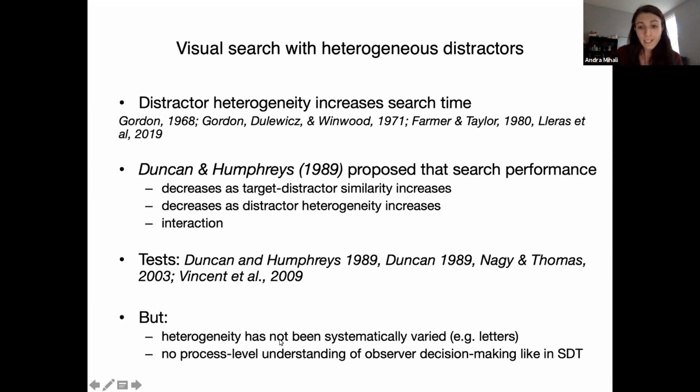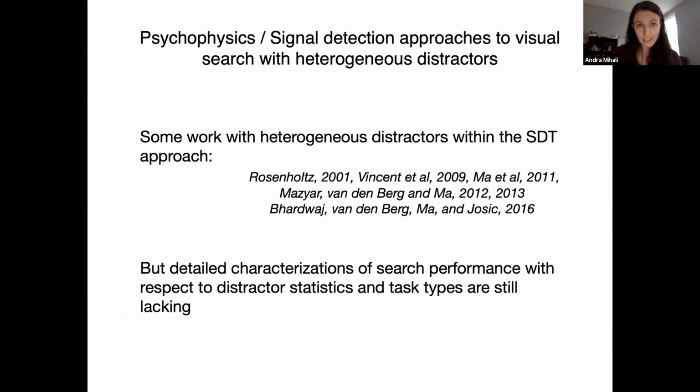So heterogeneity has not been systematically varied. For instance, in the studies, there were letters, L's, and tilted T's at various angles. So with this type of stimuli, it might not be unambiguous to quantify what is distractor heterogeneity. So there are some caveats. Additionally, there's no process-level understanding of observer decision-making like in SDT.